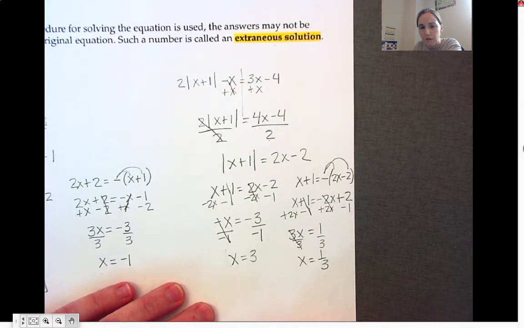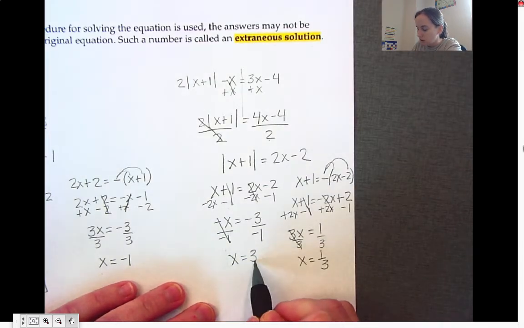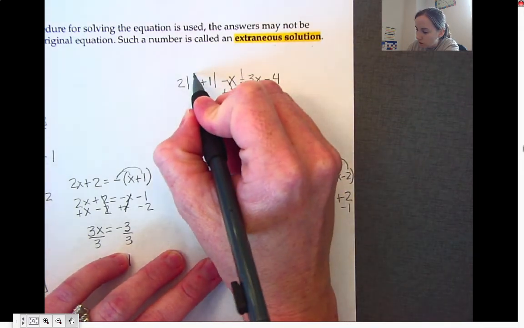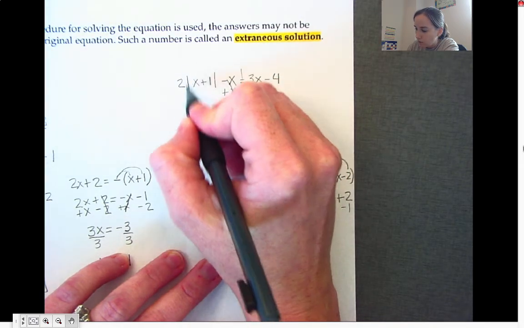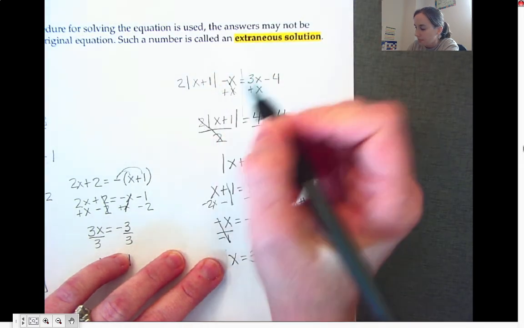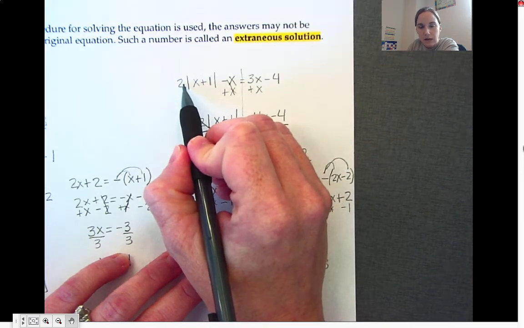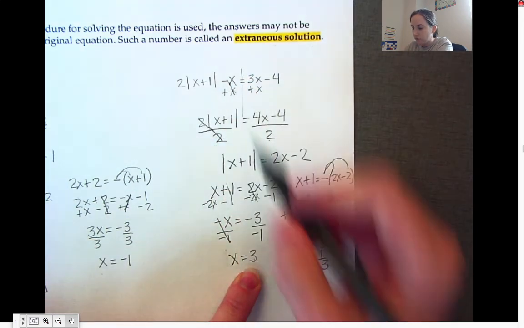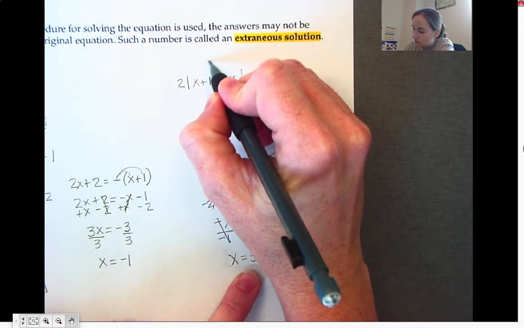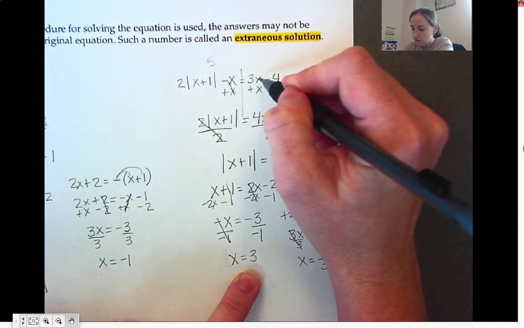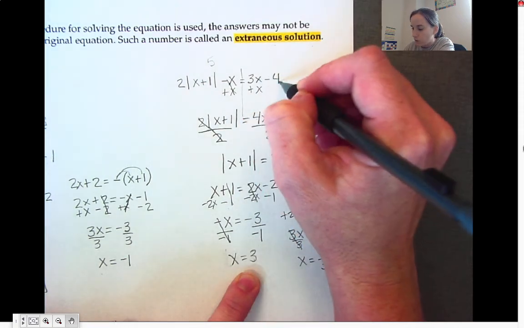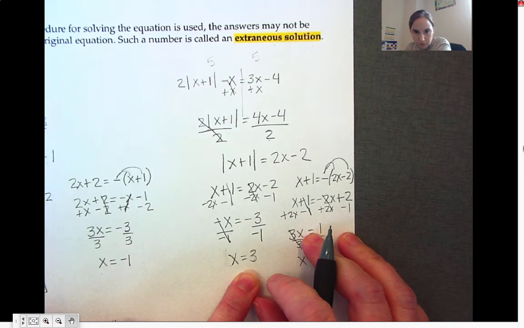And when we get to this point, we need to check these answers and make sure that they actually do work. So we need to take this 3 and plug it back into our original equation. Well, 3 plus 1 is 4, so the absolute value of 4 is 4. 4 times 2 is 8, and 8 minus 3, because 3 was our x value, is 5. So we'll get 5 on this side. And if we plug in 3 on this side, we get 3 times 3 is 9, and 9 minus 4 is 5. So that worked out perfectly.